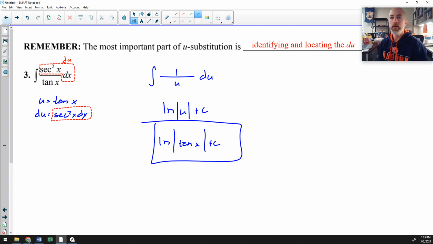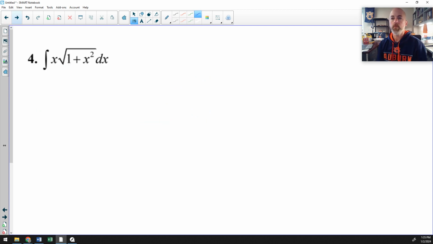Cool. And so number 4, let's think about what u should be. For number 4, I don't see the parentheses that I like to see for u substitution, but I do see something kind of ugly here. I see a 1 plus x squared under a square root when I would prefer to have just the square root of x. I don't like that 1 plus x squared. So I'm going to see what happens if I let u equal 1 plus x squared.